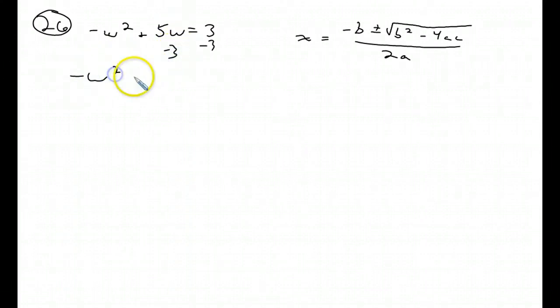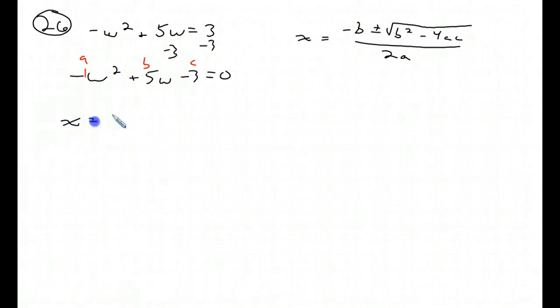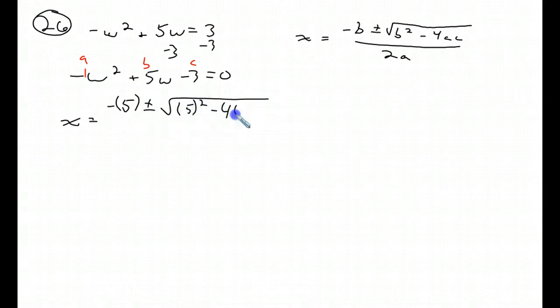So we have negative w squared plus 5w minus 3 equals 0. Now I have an a and a b and a c that I can find. My a is going to be negative 1, b is 5, c is negative 3. So all I'm going to do is plug it into my formula. So x equals negative 5 plus or minus the square root of 5 squared minus 4 times a, which is negative 1, times c, which is negative 3. All of that over 2 times negative 1, which is a.